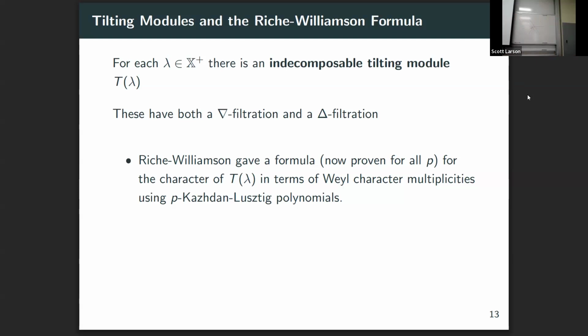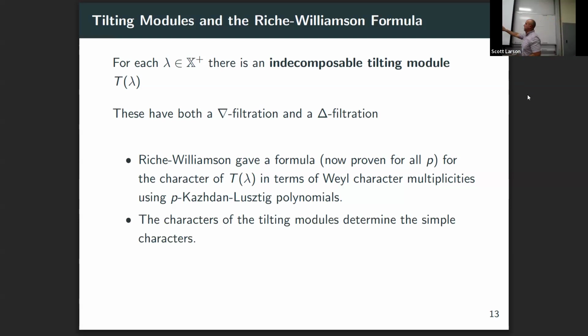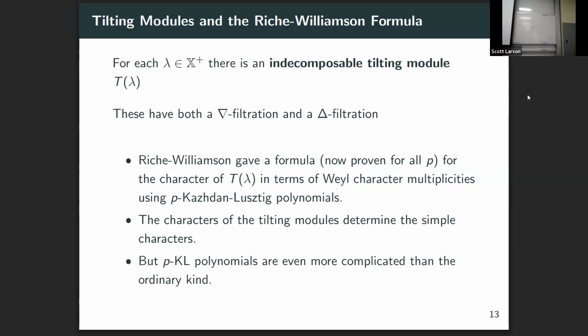Anyway, I'll take a comment Geordie's made. This conjecture, by the way, is a theorem now, proven in stages, and it is now true for all characteristics. Unlike Lustig's conjecture, this is known to be true in all characteristics. And what's good is if you can compute the tilting characters, you actually get all the simple characters. There's a way you can go from one to the other. So it somehow is more information, or at least greater than or equal to the information that you get in the simple module case. I think it's strictly more. But the trade-off is that the Kazhdan-Lusztig polynomials are very complicated to compute.